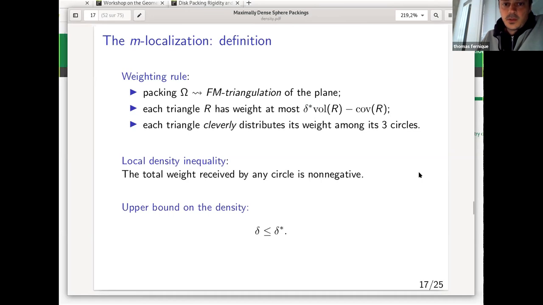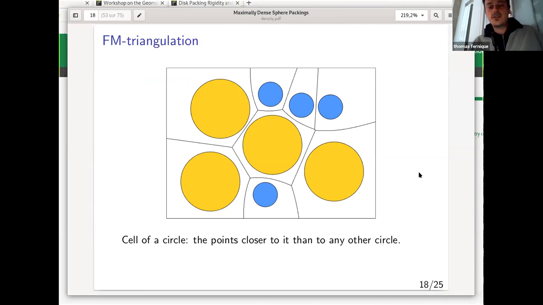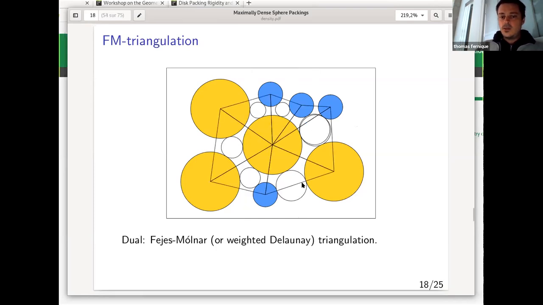Now I have to define what the FM triangulation is and how you distribute the weight. The FM triangulation is just a small generalization of the Delaunay triangulation. You define the cell of a circle: it's again the points which are closer to this circle than to another circle. The point is that since now you have circles of different sizes, the cells are no longer polytopes. Between circles of different sizes, you have an arc of hyperbola. But never mind, it's more or less a Voronoi diagram. So you can take the dual, and you have some triangulation. Forget the white circles, I won't give details. So you get a triangulation, and this is the Feges-Molnar, FM, triangulation, which is also called, as far as I know, the weighted Delaunay triangulation.